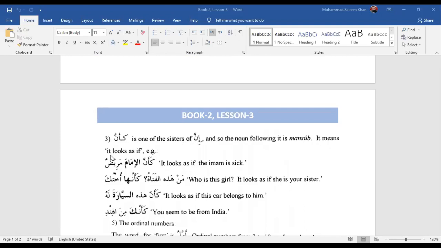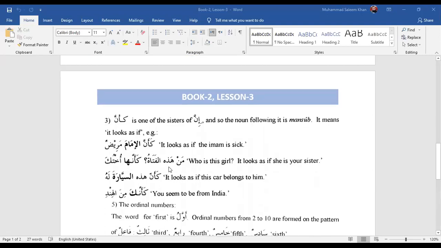We know that it means it looks as if. So it means as if, or as though, or it looks as if. For example, كأن الإمام مريض. It looks as if the imam is sick. So as we can see here, كأن الإمام. We see here that ismu كأن will be mansub and khabaru كأن will be marfu'.